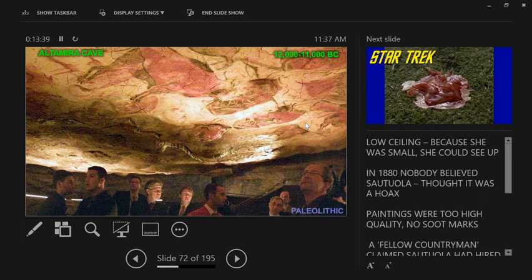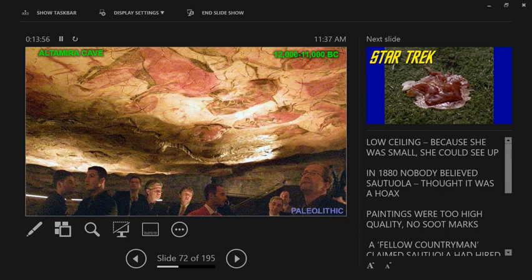And these things are bison up there. And so in 1880, nobody believed him that he had found these things. They thought that it was a hoax.